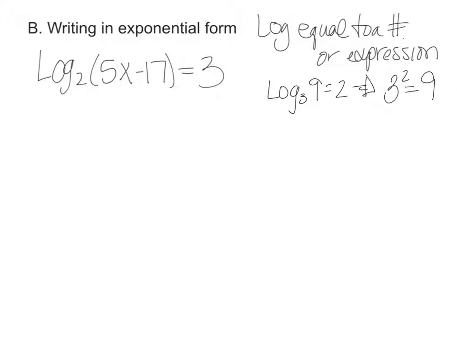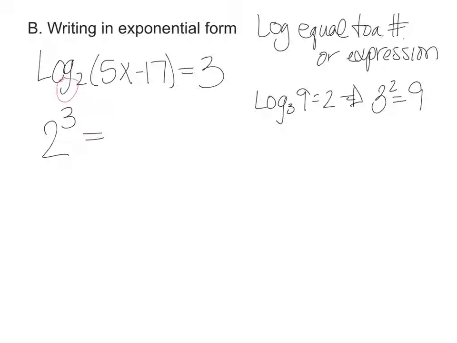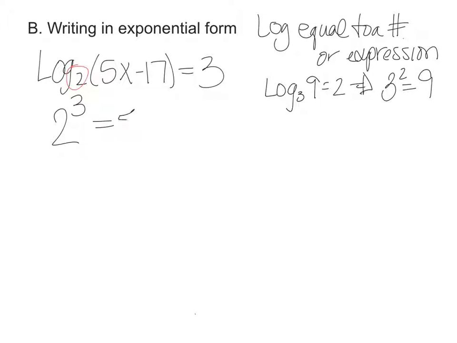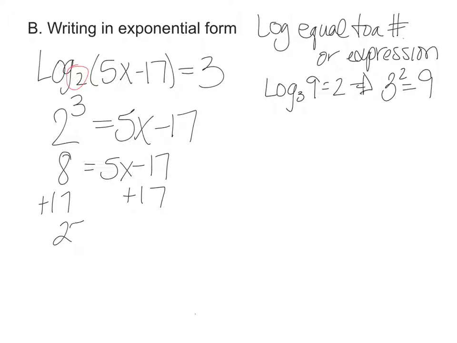So we have my base 2 to my exponent 3. The 3 will be my exponent, and what equals what's inside, 5x minus 17. We know what 2 to the third power is. That's 8 equals 5x minus 17. And we can just solve that linear equation. 25 equals 5x. Divided by 5, x is 5. If we plug it back in, it should work. I get 5 times 5 is 25. 25 minus 17 is 8. The log base 2 of 8 equals 3. We're good.